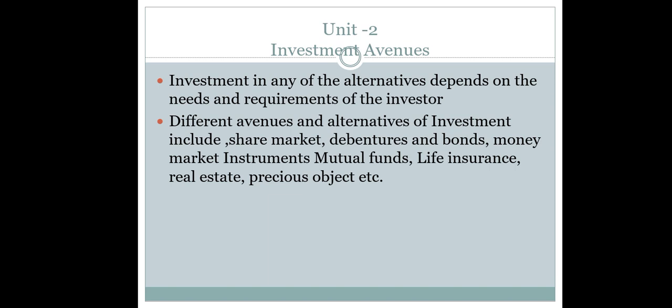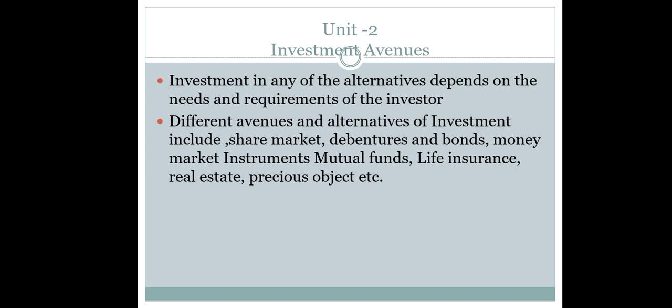The different avenues and alternatives of investment include the share market, debentures or bonds, money market instruments, mutual funds, life insurance, real estate, precious objects, etc. These are differentiated based on their features in terms of risk, return, term, etc. Under this chapter we are going to focus on a simple rule applicable to each and every investor: don't invest in avenues that you don't understand.